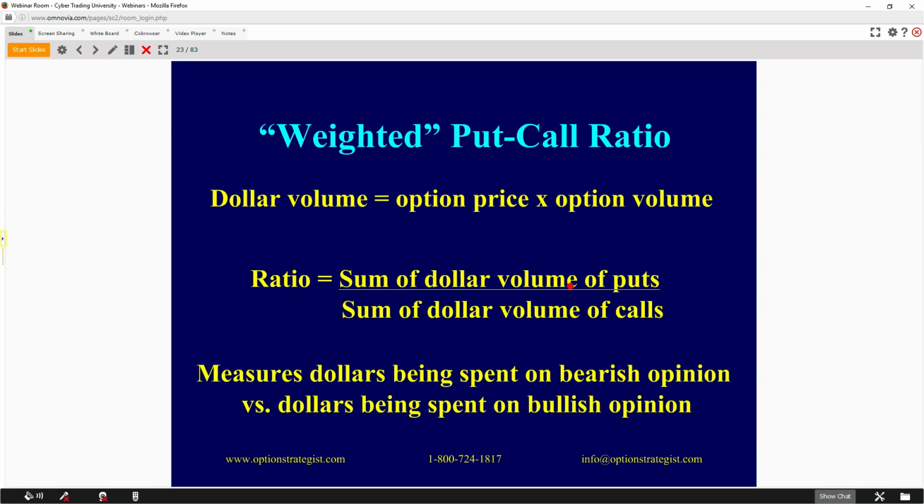Then we sum up those dollar volumes for all the puts, and separately we sum up the dollar volumes for all the calls and divide the two, and that's our put call ratio. So now we're measuring the dollars being spent on bearish opinion versus the dollars being spent on bullish opinion. And in my experience, that gives you a better measure rather than just looking at volume alone. There aren't too many places that offer this information, but there are a few around.